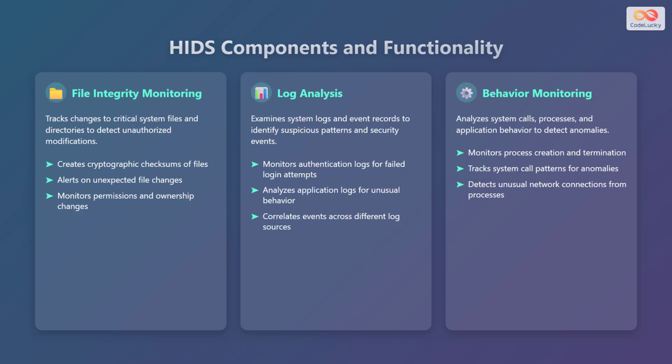A third key component is behavior monitoring. This component analyzes system calls, processes, and application behavior to detect anomalies. It monitors process creation and termination. It tracks system call patterns for anomalies. It detects unusual network connections from processes.